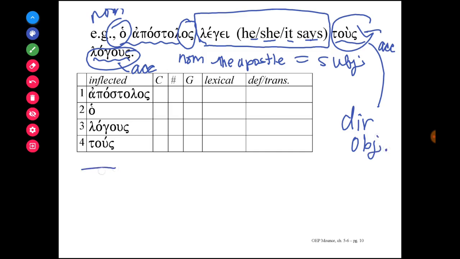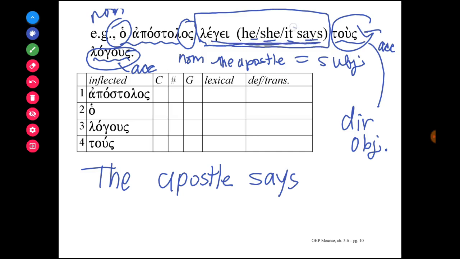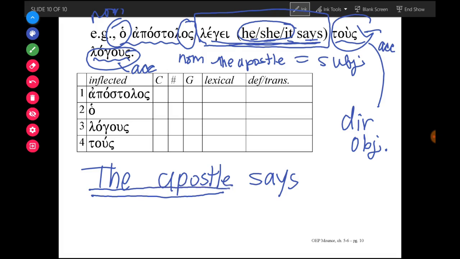So if I were to translate this, it would be the apostle says, because the verb is he, she, it says. The verb is going to use a he, she, or it as a subject. Well, here's your he or she. I do think we have women apostles in the New Testament. So this is the apostle, and it takes this verb says, and then the direct object would be words. Let's spell that right, words. The apostle says the words.